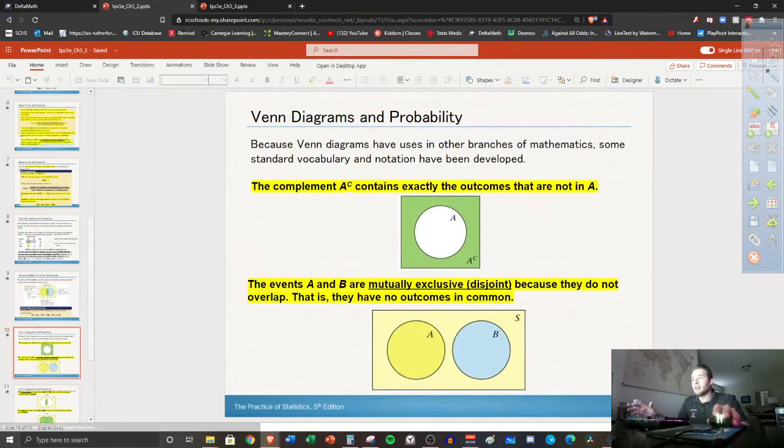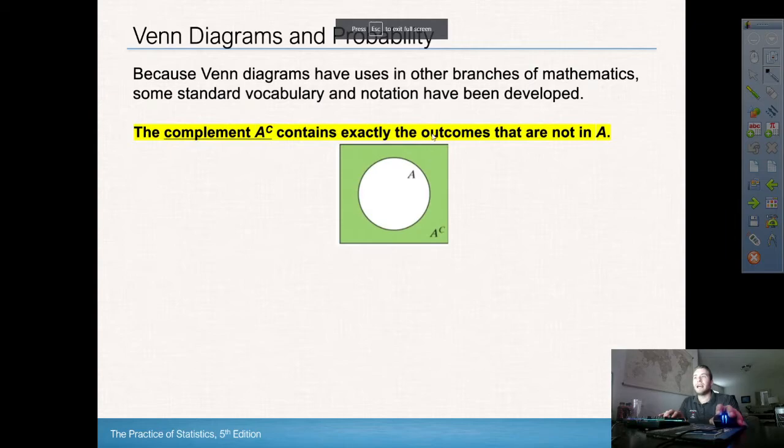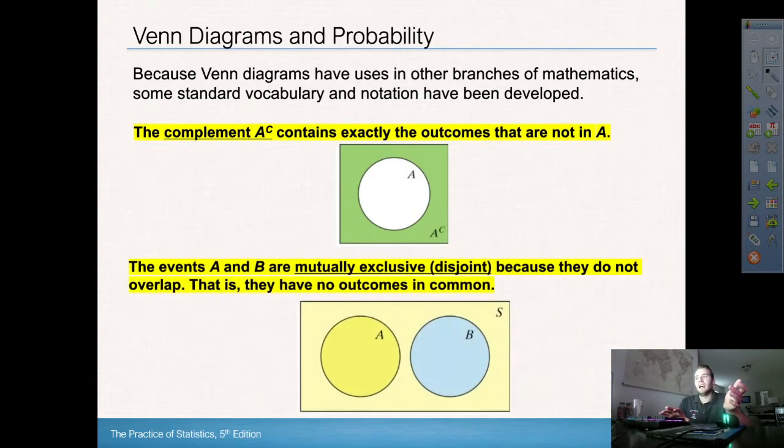The complement. I need to underline some more stuff. So let's underline this. All right. The complement contains exactly the outcomes that are not in A. So if we say not A, it's everything else. The probability of not A happening, everything else. Okay, so we'll go ahead and write this after. I'll pause here in a second.